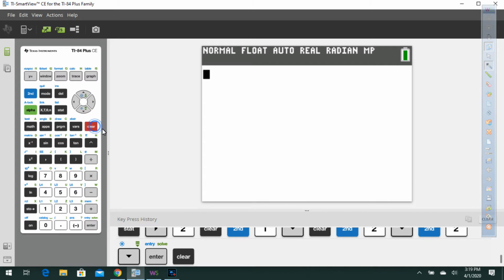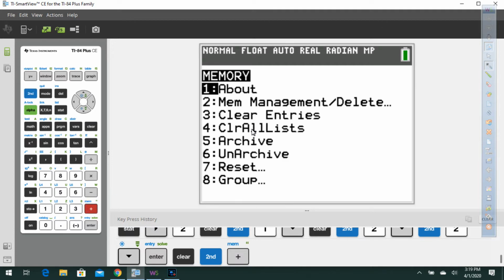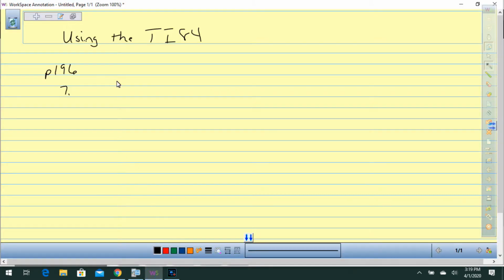Now, what if you had to do a second one? There's a couple ways to clear it out. You could press second, mem, and go down to 4, and that would clear all lists. But let's try number 8. What we found was our mean, which was actually supposed to be mu, is 2.5, and our standard deviation was 1.1. So we're going to try number 8 real quick.